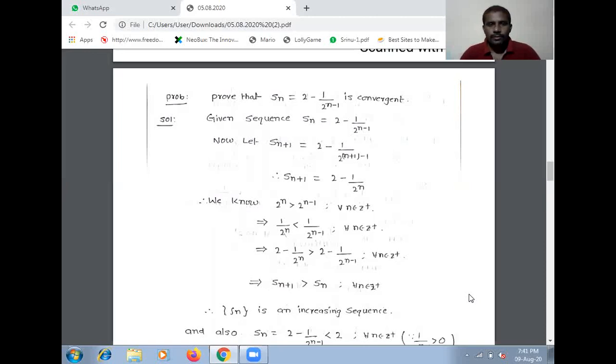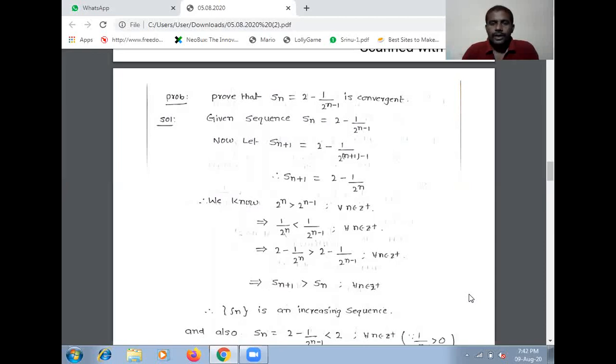Today's first problem: prove that Sn equal to 2 minus 1 by 2 to the power of n minus 1 is convergent. Now we have to prove the given sequence is convergent.